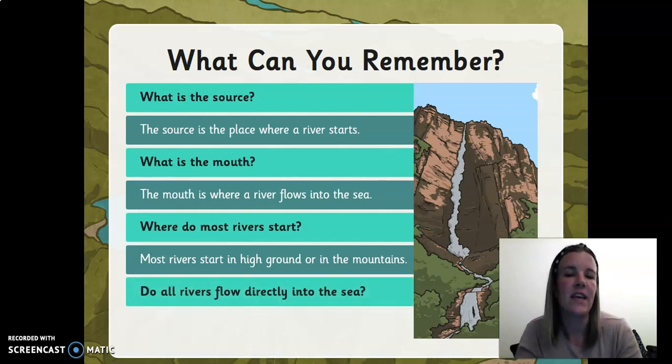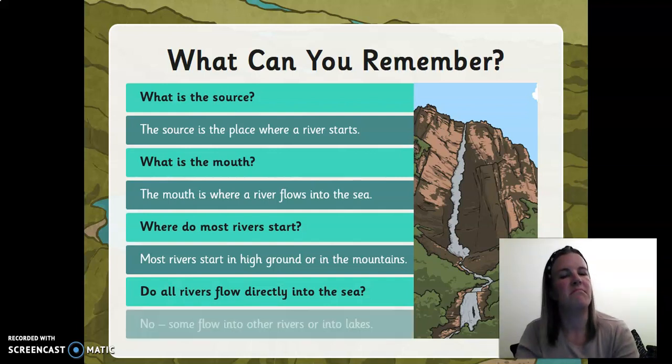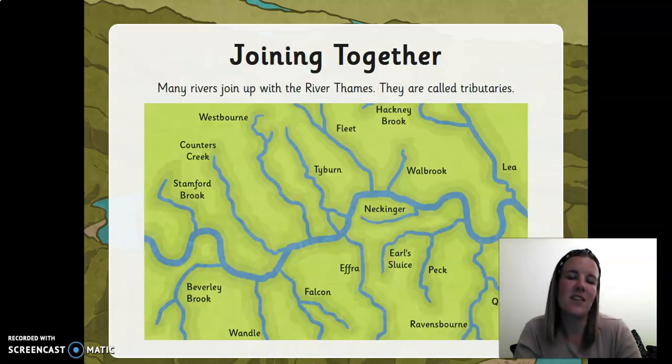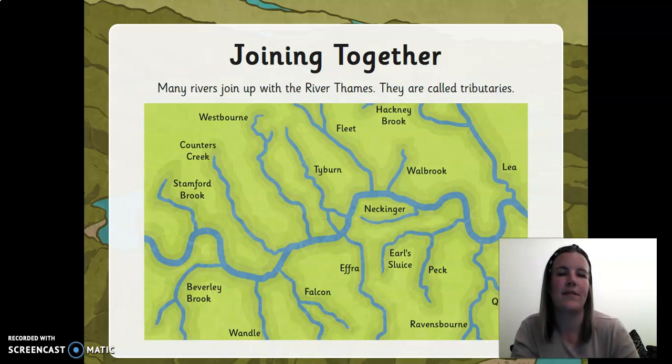And then finally, do all rivers flow directly into the sea? Yeah, that's right. No, not all rivers flow into the sea. Some of them can flow into other rivers or into lakes. I was really impressed to see that some of you had been looking at the Wallington River, the river that's quite close to our school, and you found out that the Wallington River's mouth is actually into a lake. So I was really impressed with that learning. Well done.